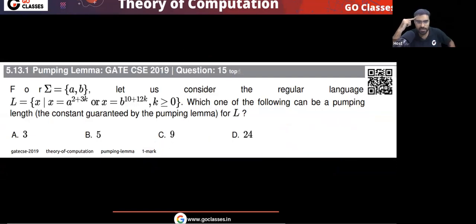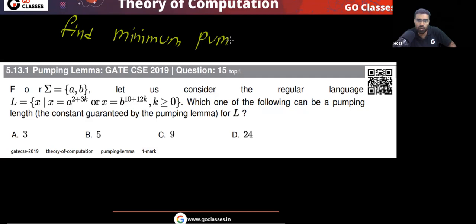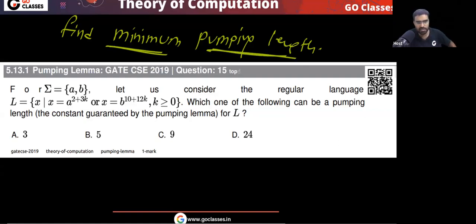Anyway, what will be the interesting thing now? Tell me. See, the interesting thing will be minimum pumping length. Yes or no? If I ask you minimum pumping length, that will be the interesting thing. So let's make this question interesting and let's find minimum pumping length. Okay, take your copy pen and let's find minimum pumping length. Let's do this.